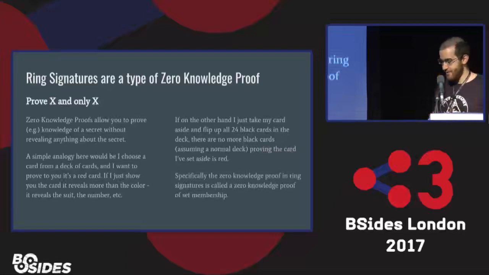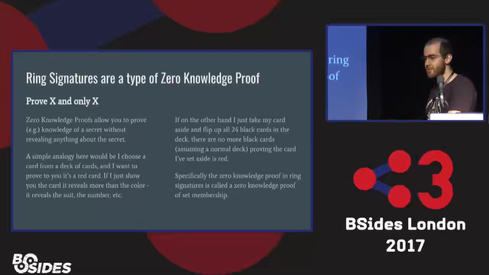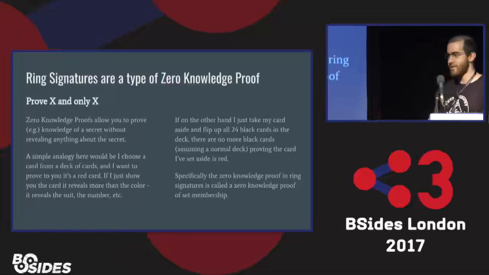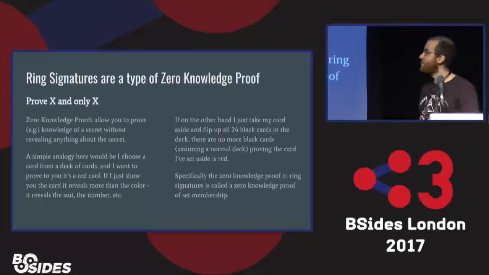There are many different types of zero-knowledge proofs, but specifically the zero-knowledge proof in ring signatures is called a zero-knowledge proof of set membership, meaning I prove to you that I am a member of the set of private key holders associated to these public keys, but I don't prove to you anything other than that. The signature just proves to you that I'm a set member.